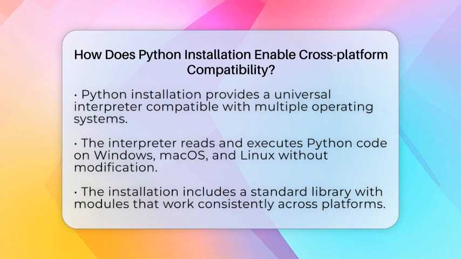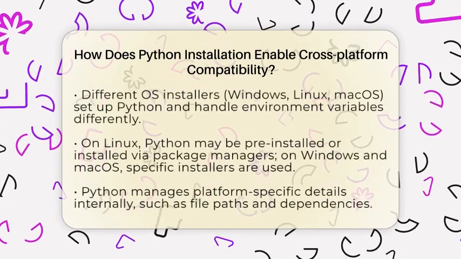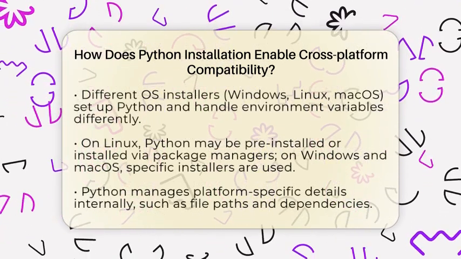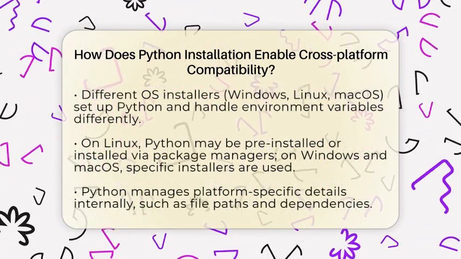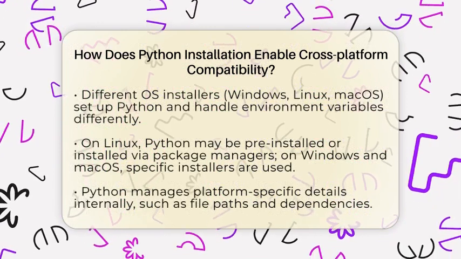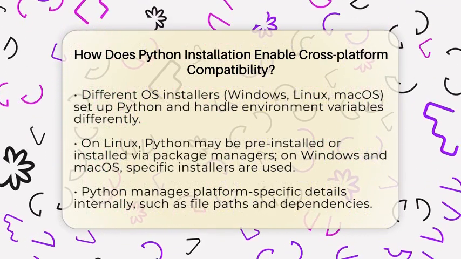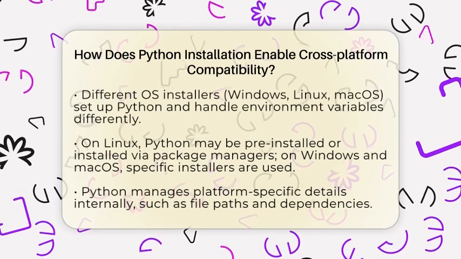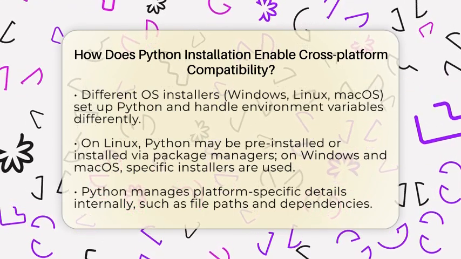Along with the interpreter, the installation includes a standard library filled with modules written in Python and some in platform-specific code. These modules give you tools that work the same way across all systems. So, whether you're using a Windows machine or a Mac, your code can call the same functions and use the same modules. The installation files are made for each operating system but aim to deliver the same core experience.